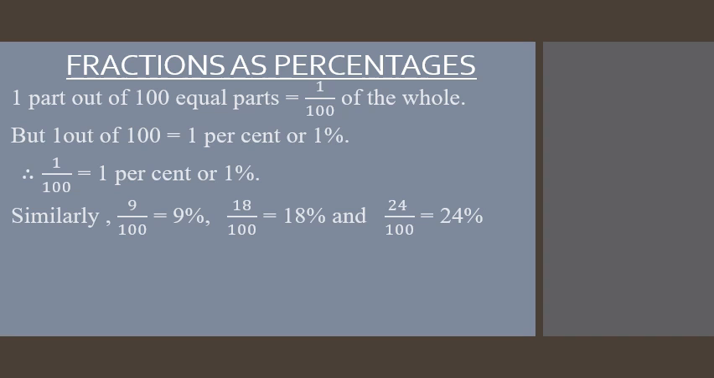Similarly, we can say 9 upon 100 means 9 out of 100 is equal to 9%. So, in the same way, we can say 18 upon 100 or 18 out of 100 is equal to 18%, and 24 upon 100 or 24 out of 100 is equal to 24%. Clear children?